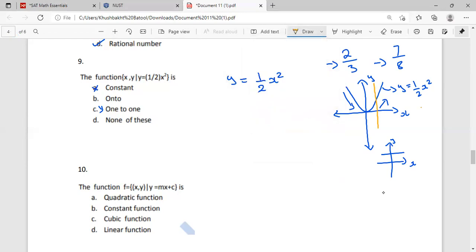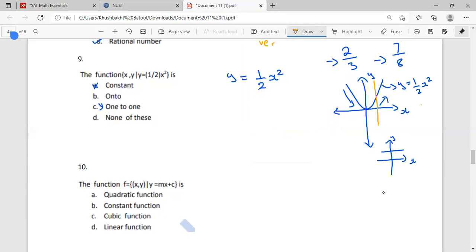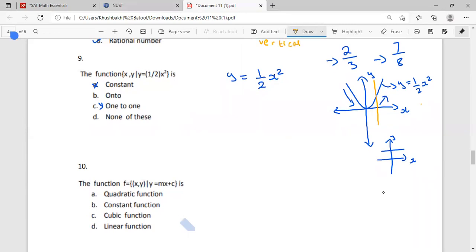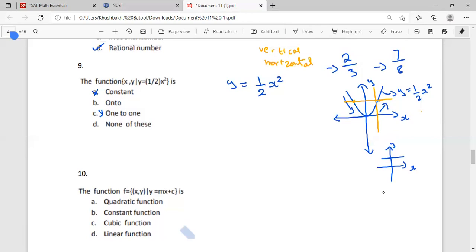Let's draw a vertical line. If our vertical line passes through one point only, it passes the vertical line test. Okay, so this graph has passed the vertical line test, and for 1 to 1 it should pass both vertical and horizontal line tests. Let's see, if I plot a horizontal line, it is cutting the graph at 2 points, so it is not passing the horizontal line test. This implies that it is not 1 to 1. Okay, it is not 1 to 1.